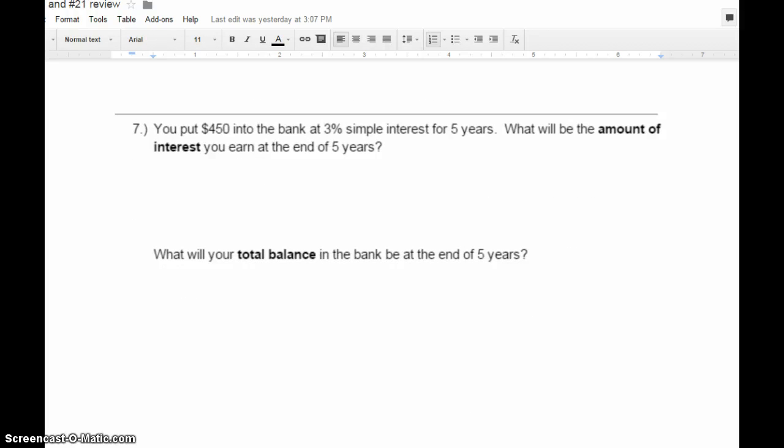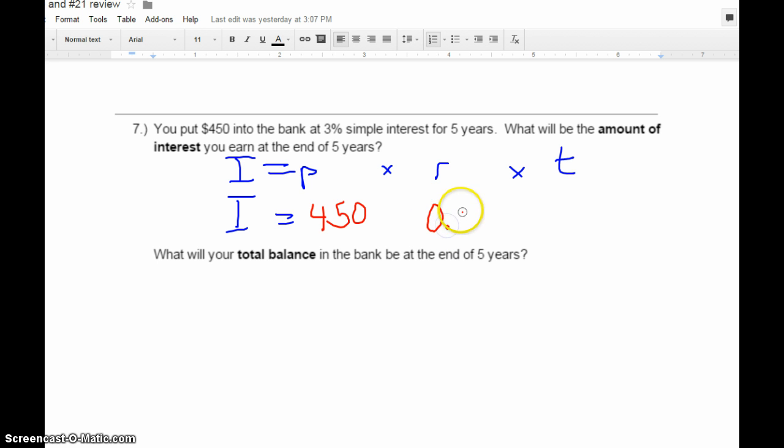Finally, we're using that interest formula. I equals P times R times T. It says what is the amount of interest, so that means I'm going to find the amount of interest. The principal is $450. That's the amount I put in the bank. The rate of interest is 3%, which is not the same as 3. 3% is 0.03, 3/100ths. And the time, that's 5 years. So I multiply all those together, and I get the interest amount.